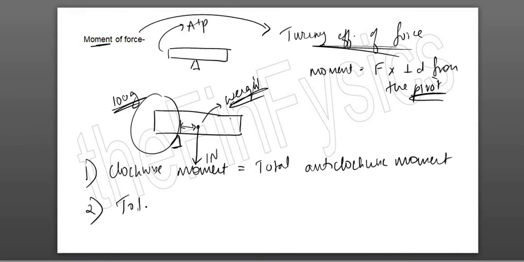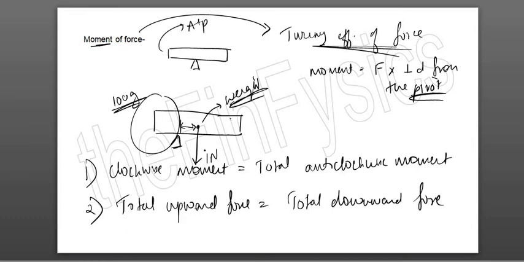Second, the total upward force should be equal to the total downward force. Okay, this is one downward force. The pivot will exert some upward force, and if the forces are the same, then this is going to be in equilibrium. These 2 points, 70% of the time it comes.